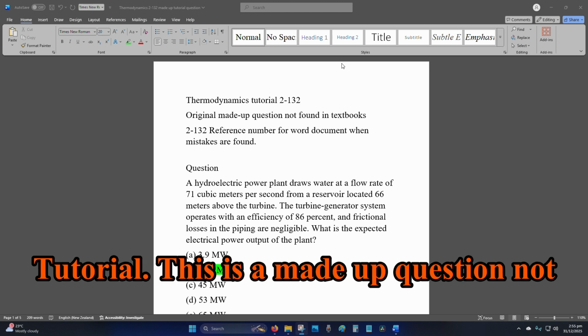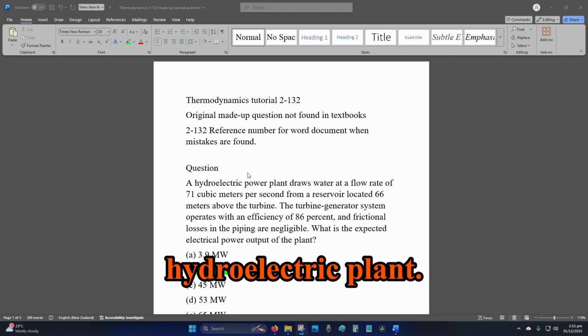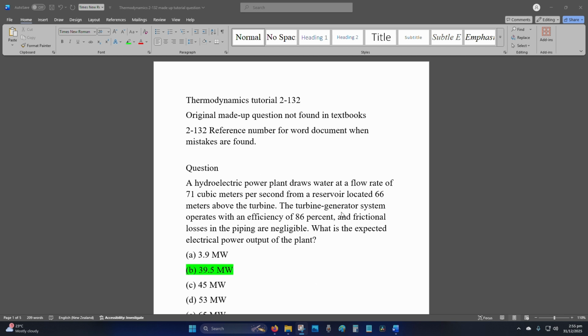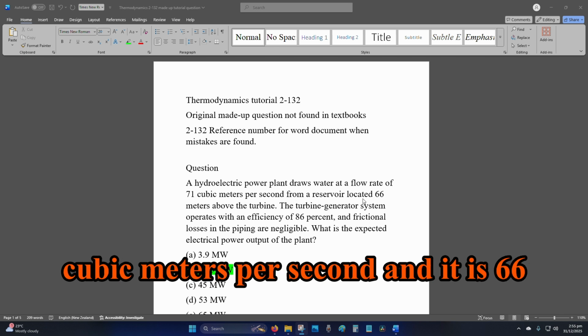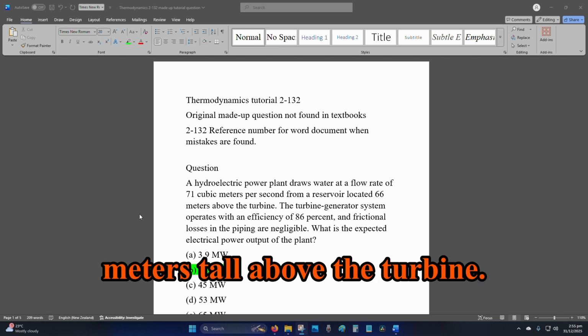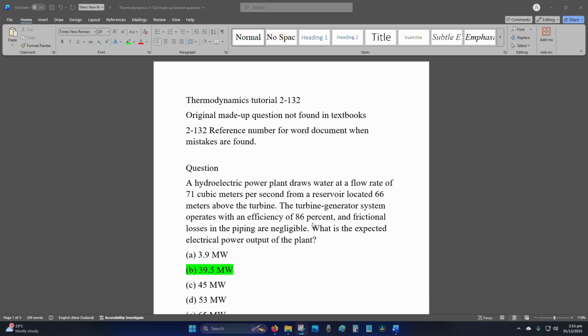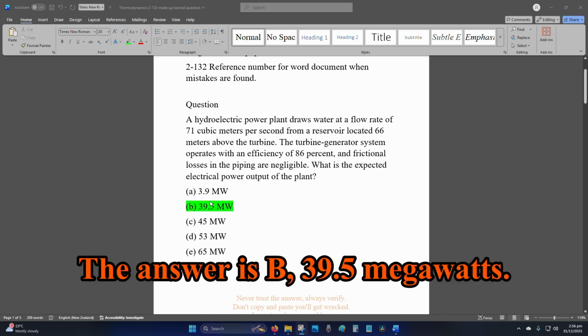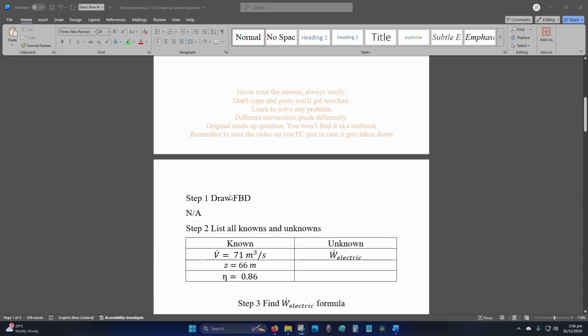This is a made up question not found in your textbooks. We want to find the power output for the hydroelectric plant. So it's got a volume flow rate of 71 cubic meters per second, and it is 66 meters tall above the turbine. The efficiency is 86%. The answer is B, 39.5 megawatts.